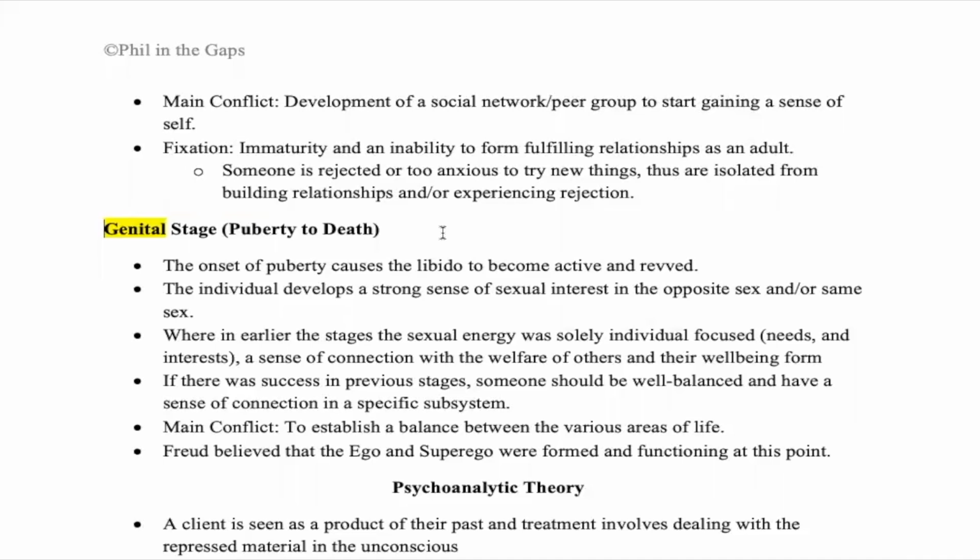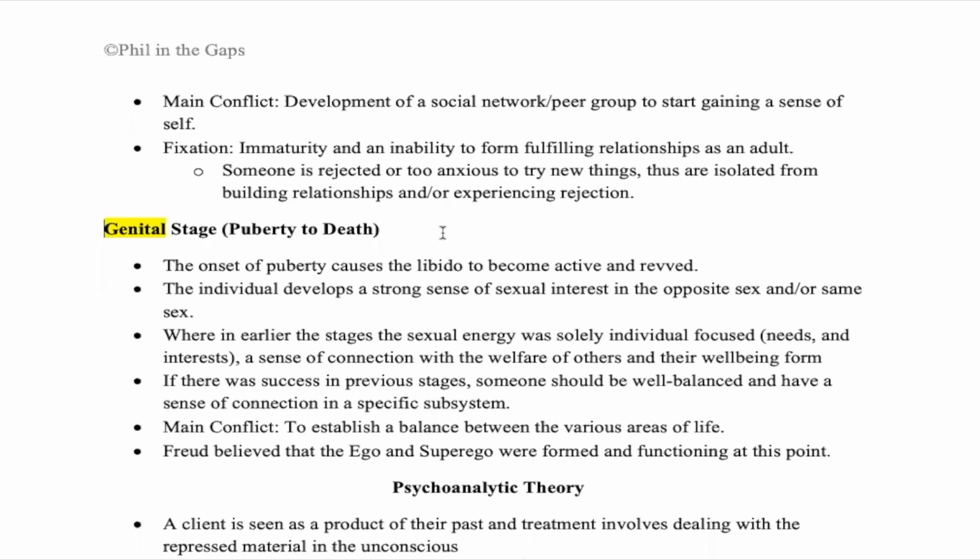So where in earlier stages, the sexual energy was solely individual focused to get their needs and or interests met, in the oral stage, it was simply to survive. The anal stage was around toilet training and developing a relationship with a parent based on the feedback that they provide. The phallic stage was more focused on feeling themselves and identifying who they are. The latent stage, all of that energy was focused on establishing relationships and getting their needs met.